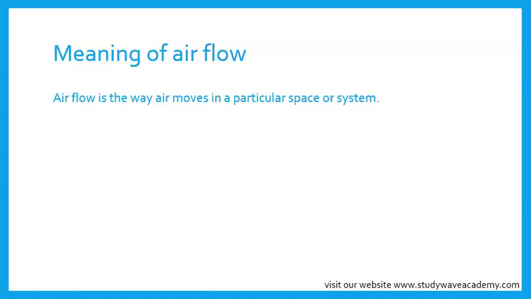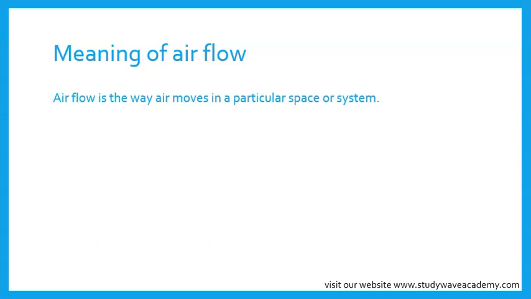Airflow is the way air moves in a particular space or system. Do you understand? Airflow is referred to as the movement of air in a particular environment or system. Okay? Do we get that? Good. Airflow can occur naturally, okay? Driven by factors like wind or temperature differences. It can also be created artificially using tools like fans.